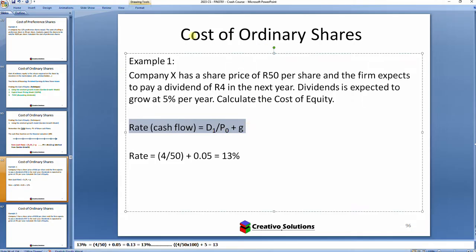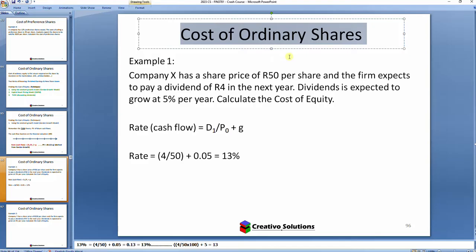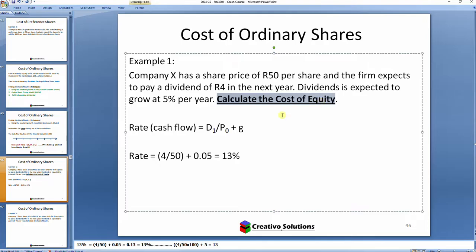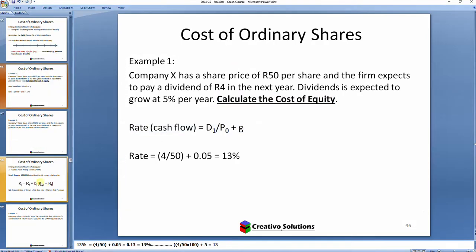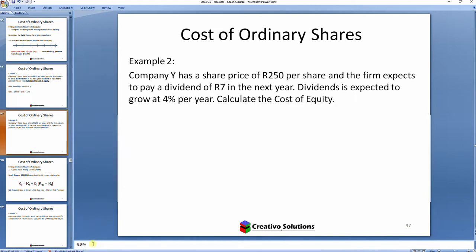Okay, so when you're looking at cost of equity, if I'm looking specifically at ordinary shares, I can calculate the cost of equity using the Gordon growth equation. Right, there's another example here. Just to give you the answer, it's 6.8%. Very, very similar calculation. If you use the same formula, you'll get this answer, 6.8%. All right, so that's method number 1.